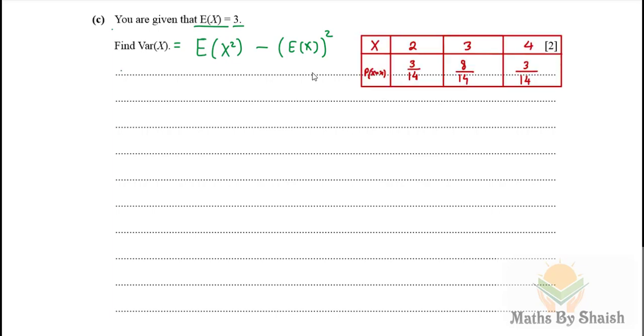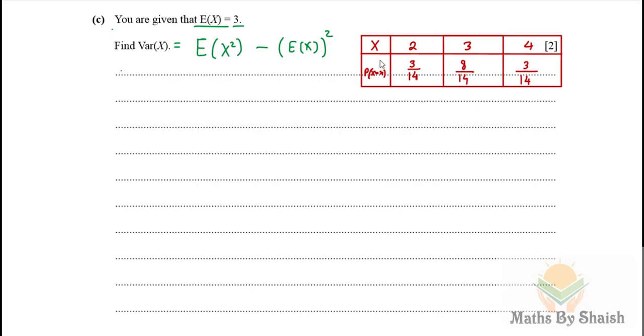And here's the C part. You are given that expectation of X equals 3. Find variance of X. So the variance of X, we know, we can write in terms of expectation of X square minus square of expectation of X. So we require expectation of X square. From the table, of course, we'll get it. So let me bring the table here.